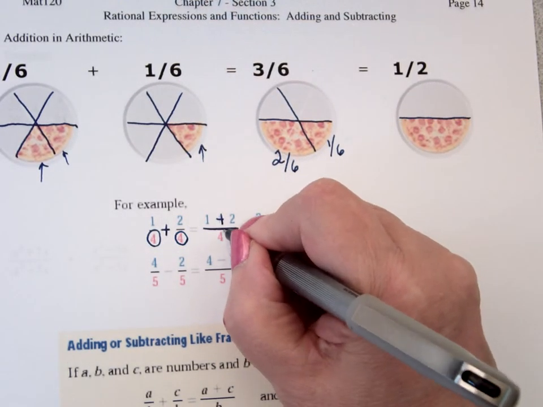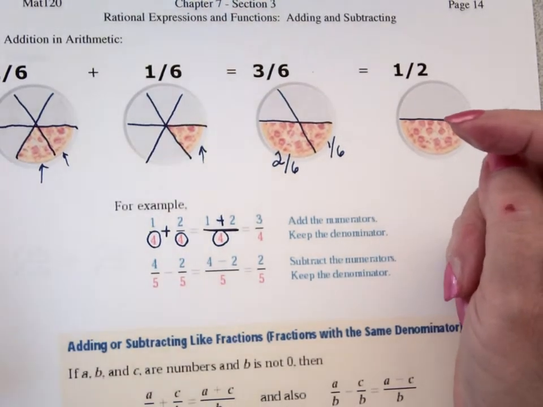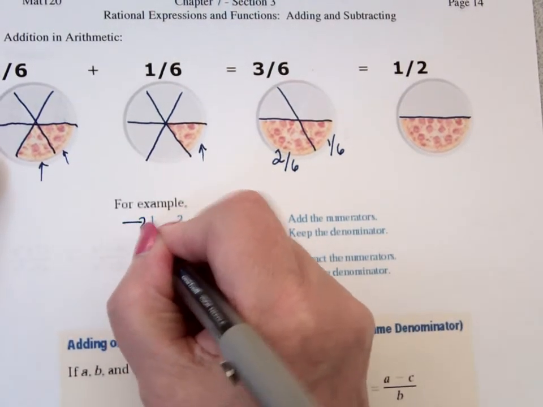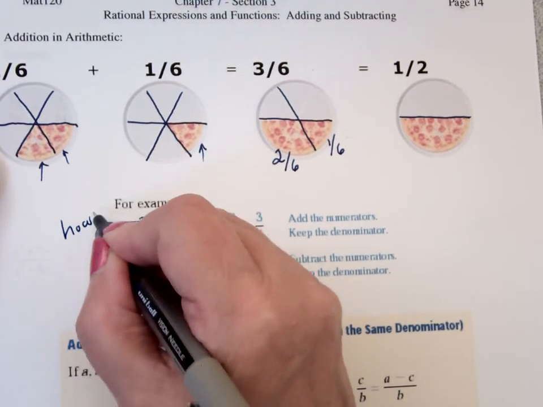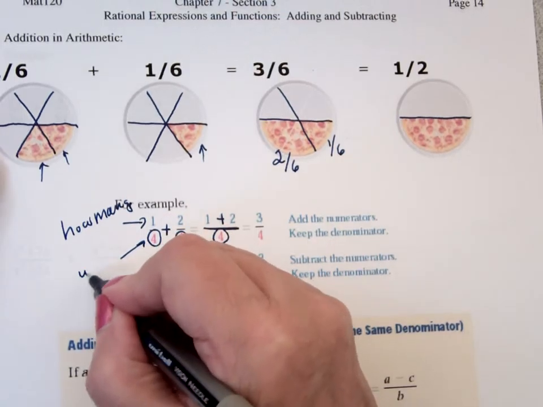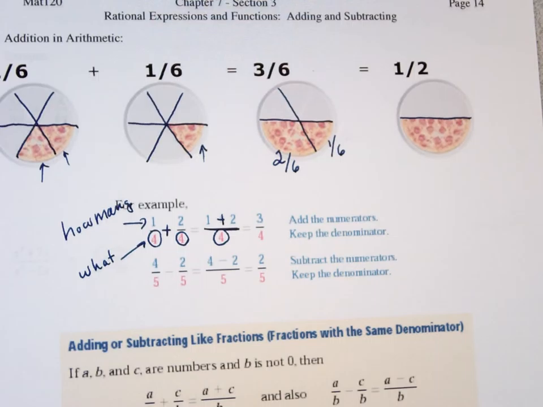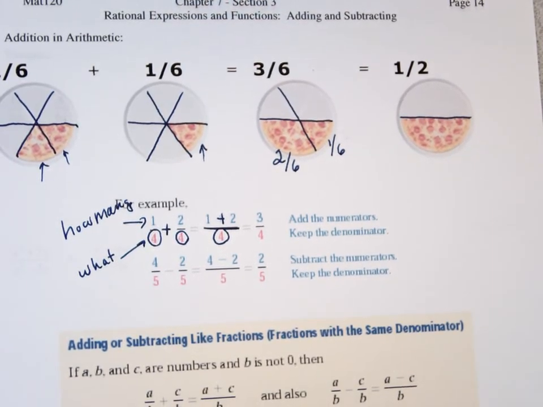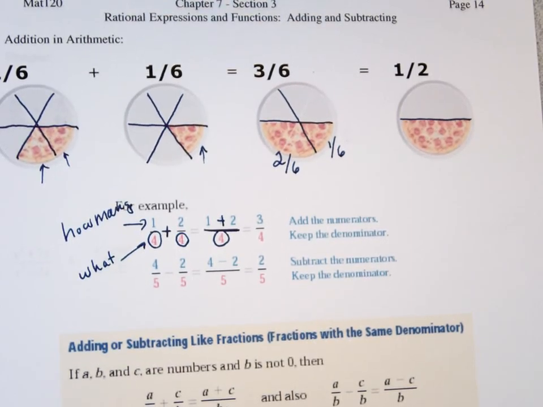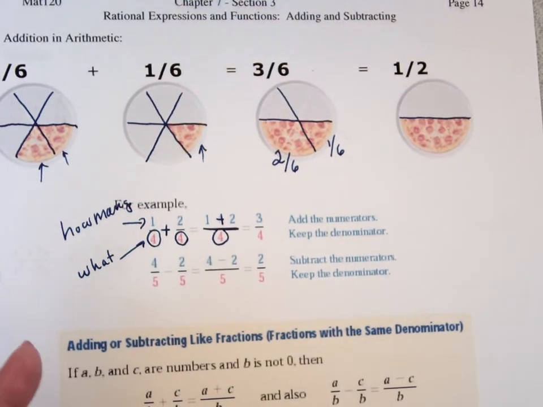Then it says, how many do I have? Then I count the numerator. The numerator says how many. And the denominator says what? How many whats? So the denominator is what I'm counting. The numerator is how many of that thing I have. And if they're the same, then I can bring them together and count them consecutively.